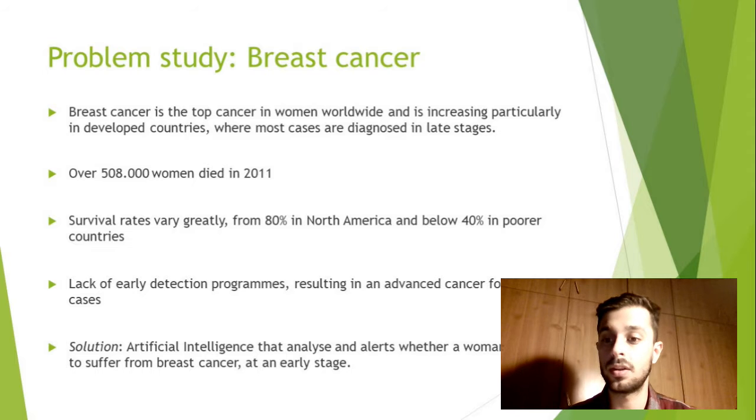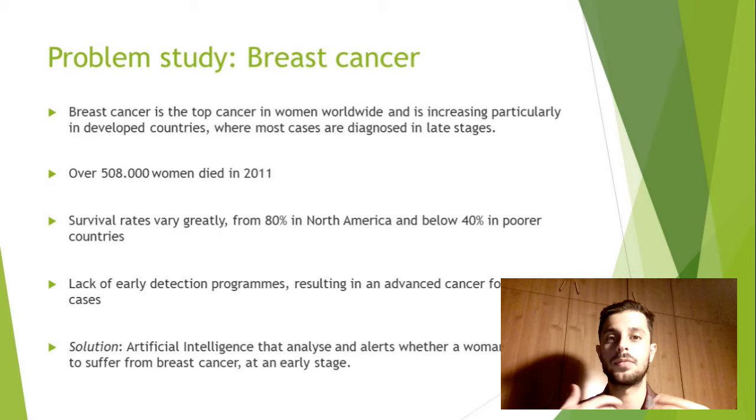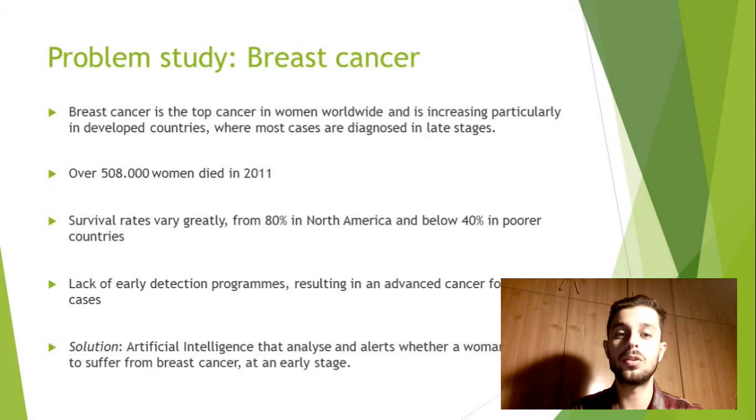The reason why this is a real and great problem is the lack of early detection programs, resulting in advanced cancer for most cases. So the solution would be the study of an artificial intelligence method in order to detect whether a woman is likely to suffer from breast cancer or not.